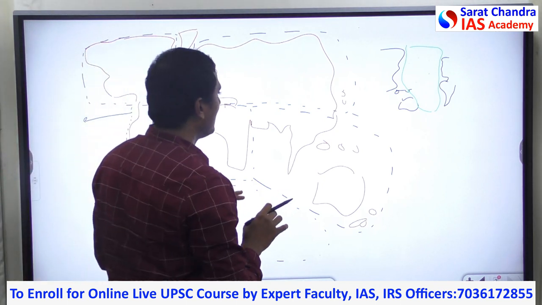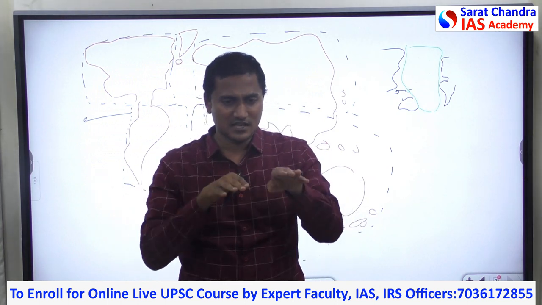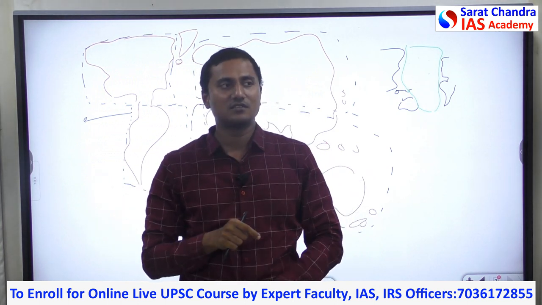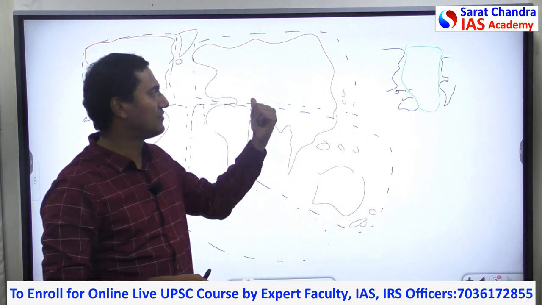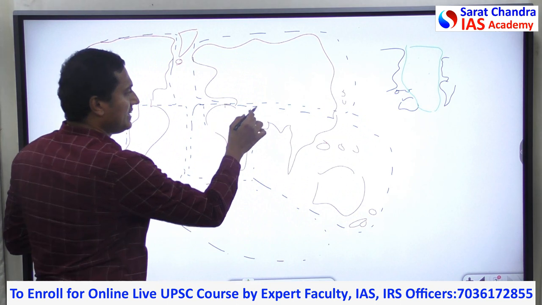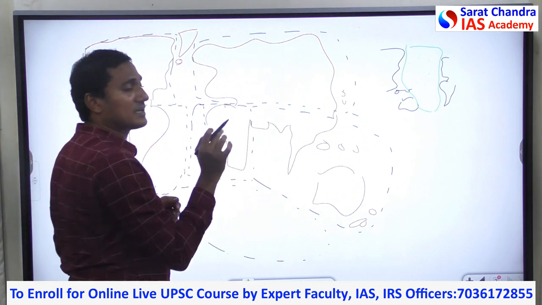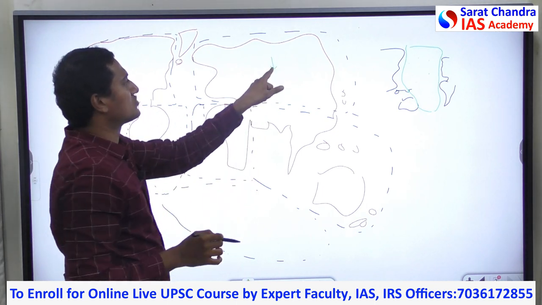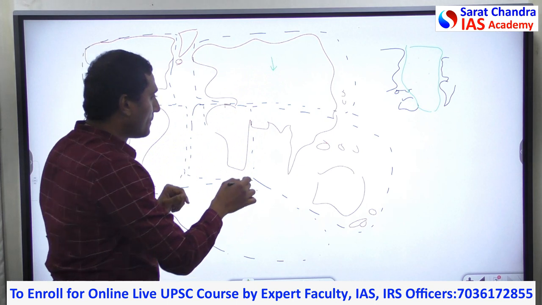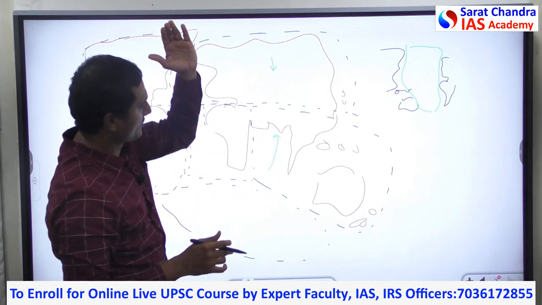Now, as we have discussed convergent plates, divergent plates, and transverse plates, let us discuss that concept here. Where do you find convergent plates? For example, the Indian plate and the Eurasian plate. They are converging plates. The Eurasian plate generally does not move, or moves very slowly, but the Indian plate moves very fast.